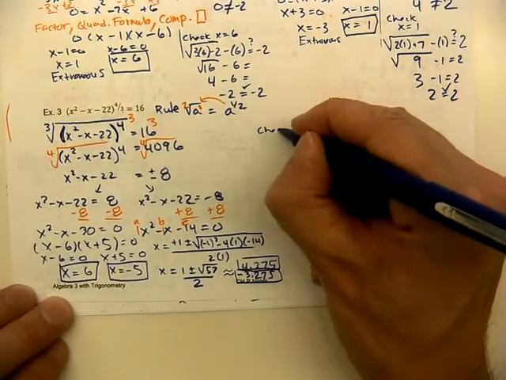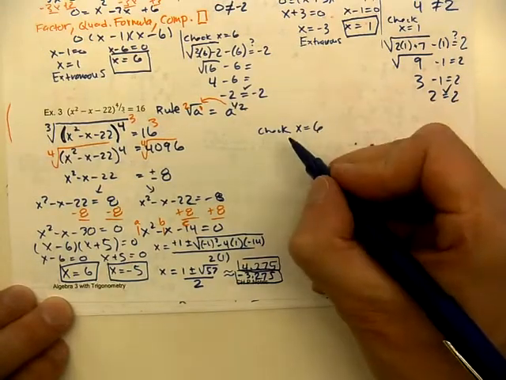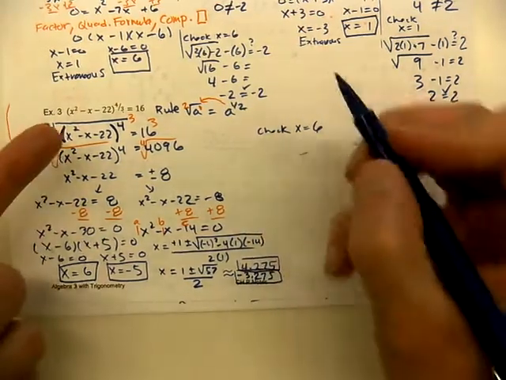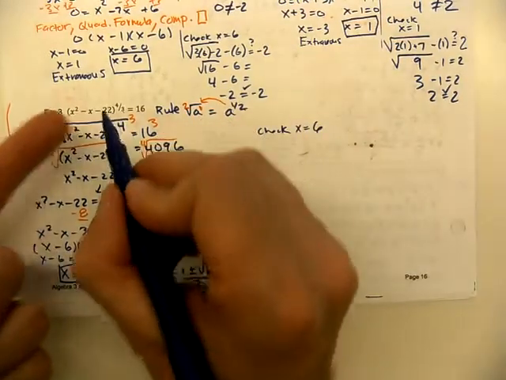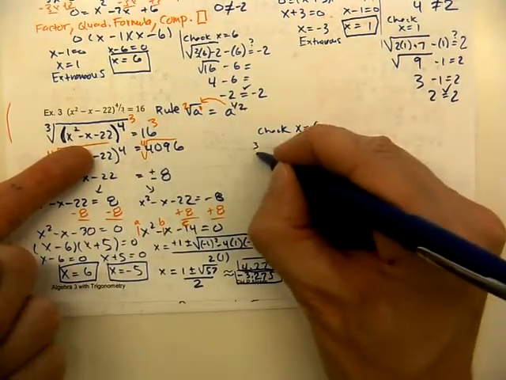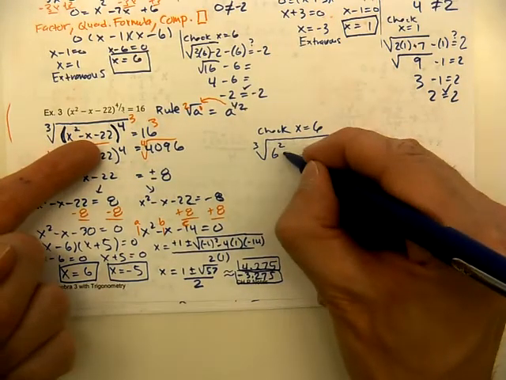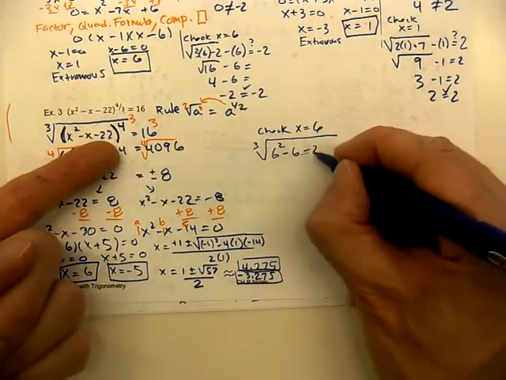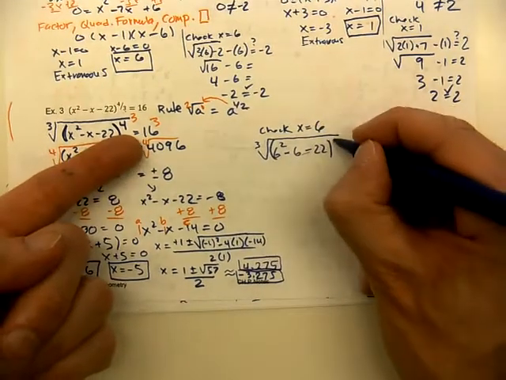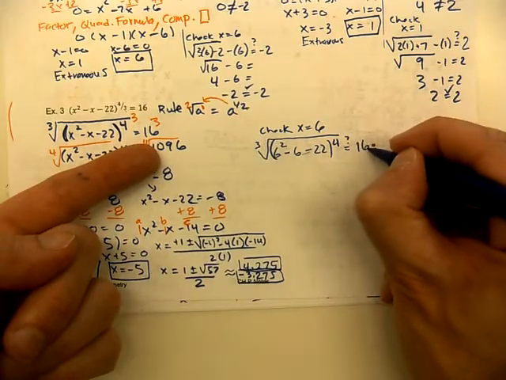On my check step, I'm going to start off by checking x equals 6. So we're taking that, and I'm plugging it back not into the original, but this radical version of the equation. So we have the cube root of the input of 6 squared minus 6 minus 22, all of that wrapped in parentheses to the power of 4. And we want to know, will that equal 16?